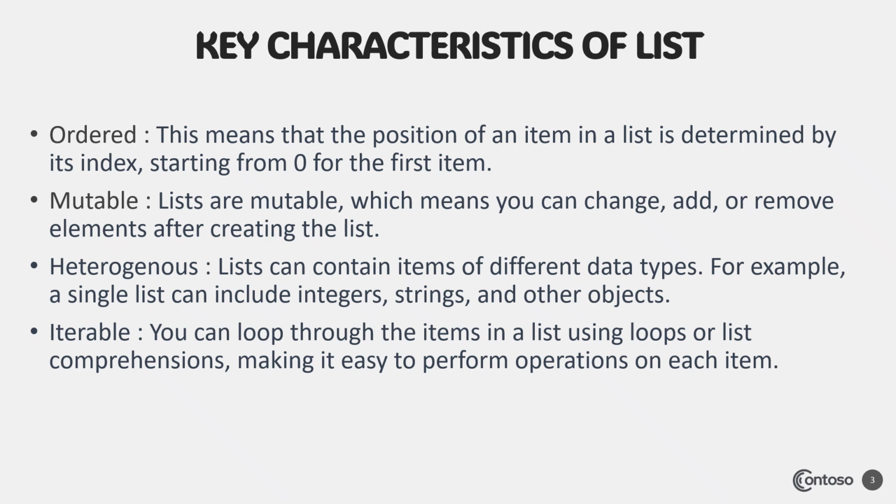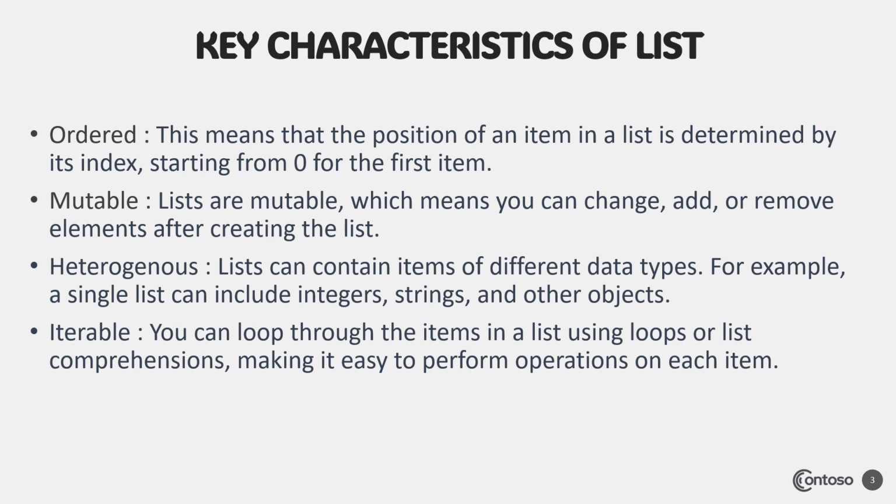Key characteristics of list. The main characteristics of a list are that they are ordered, changeable or mutable, heterogeneous and iterable. Ordered means the position of an item in a list is determined by its index. It starts from 0 to n minus 1 for n elements in the list. Lists are mutable because we can change, add or even remove elements from the existing list. Heterogeneous: a list can contain different data types, for example the one we saw earlier.